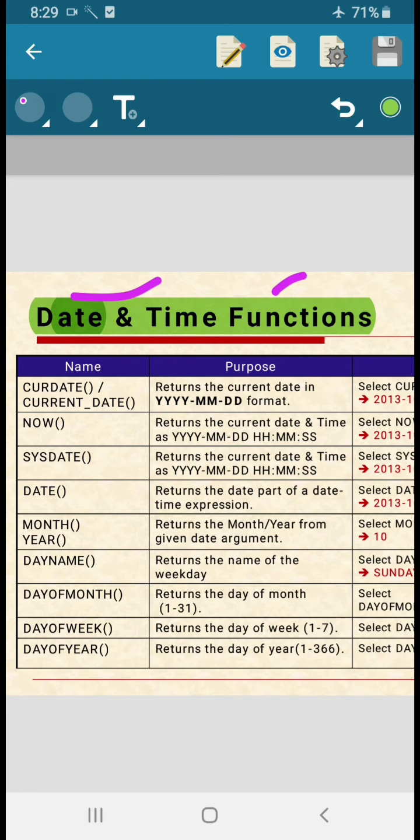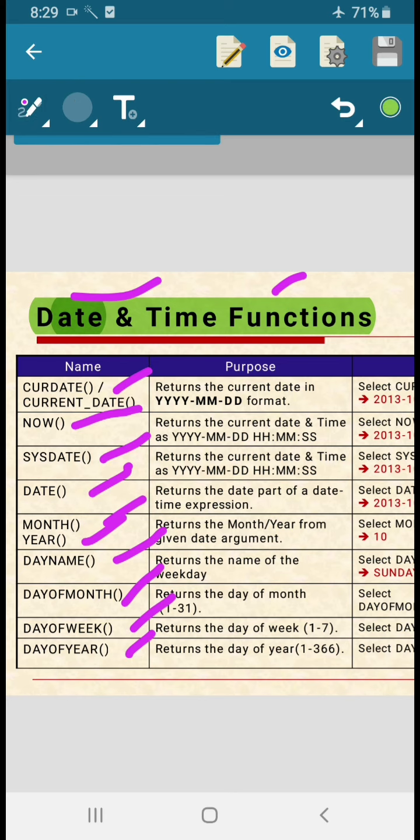We have a group of functions, many functions are there: current date, cur date, now, system date, date, month, year, day name, day of month, day of week, day of year. The general syntax of this one, this is a very important note. Whenever you are inserting, remember this, you have to write y, mmm and dd format.